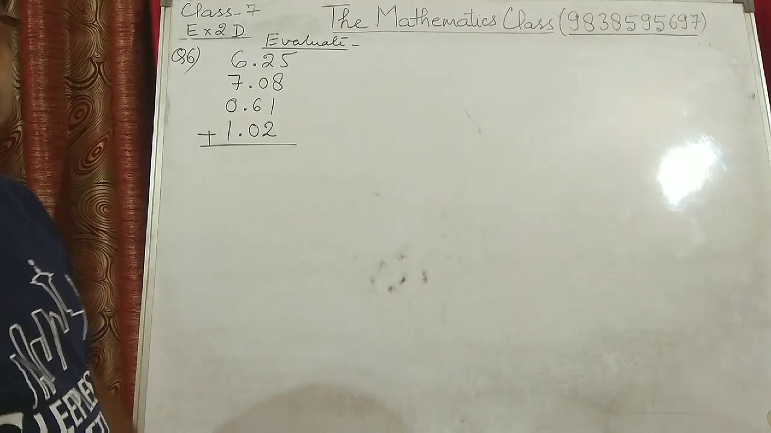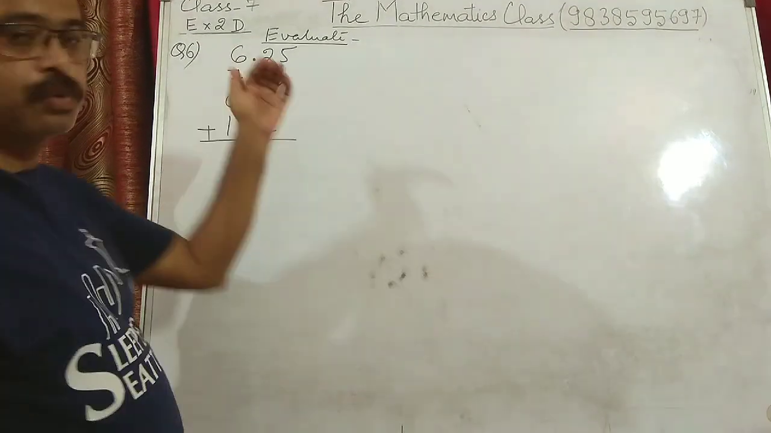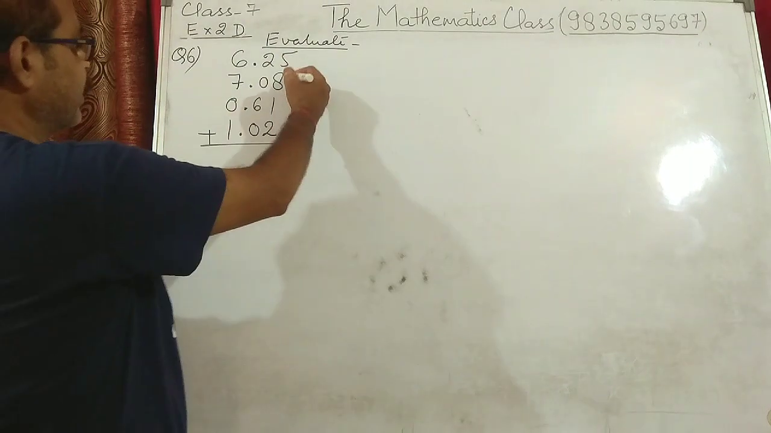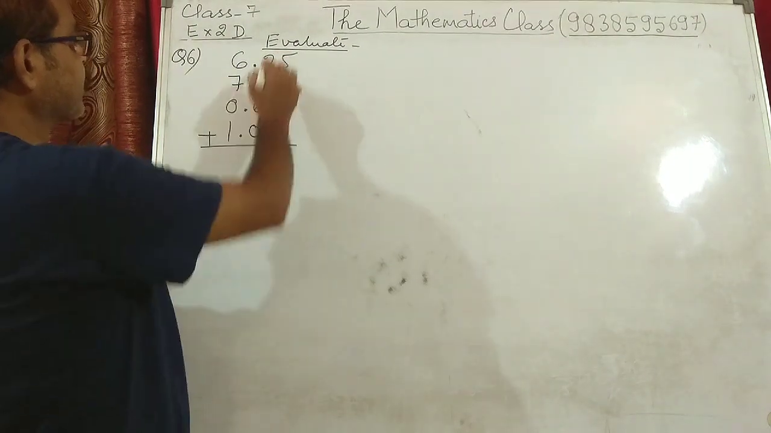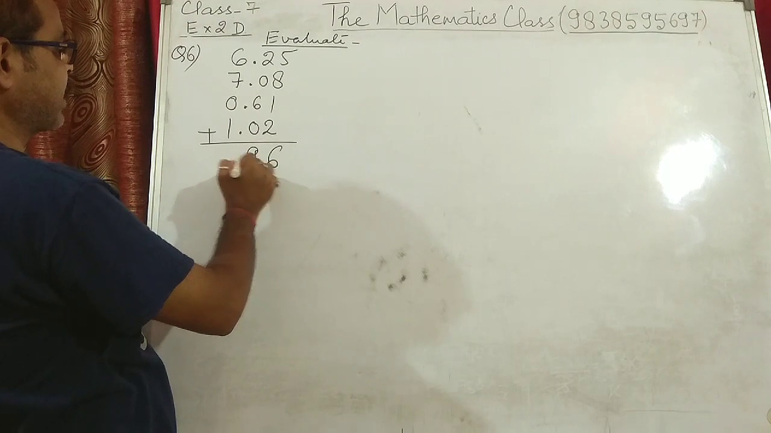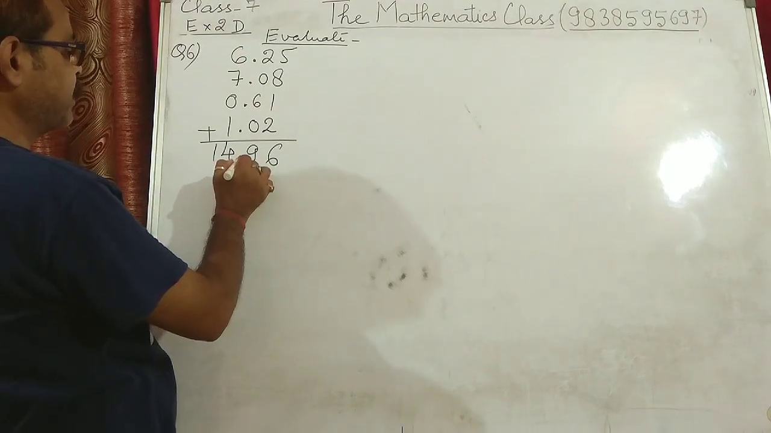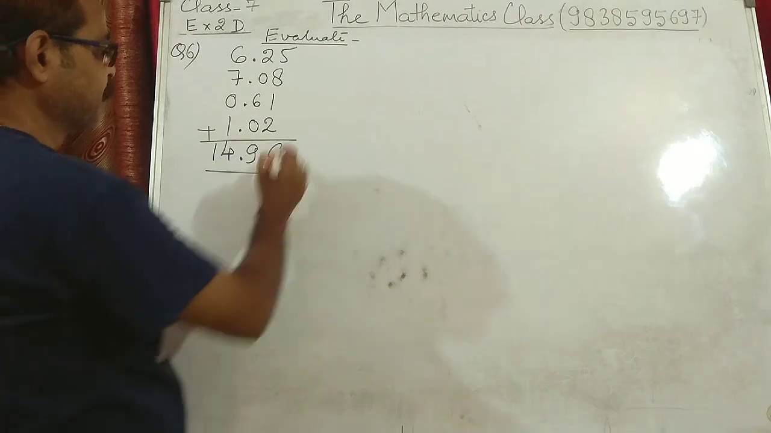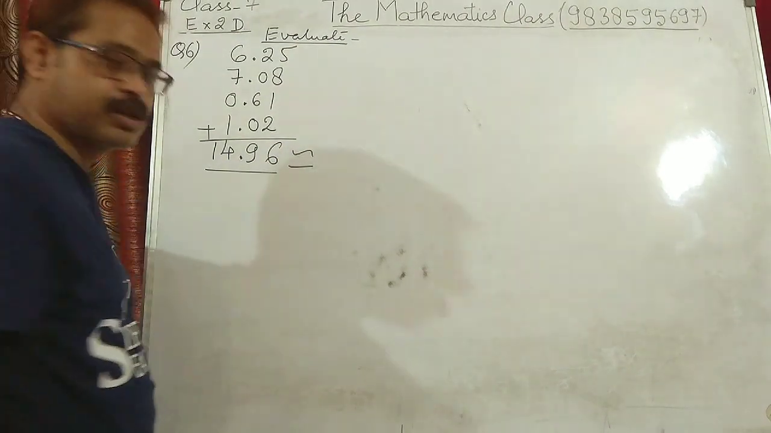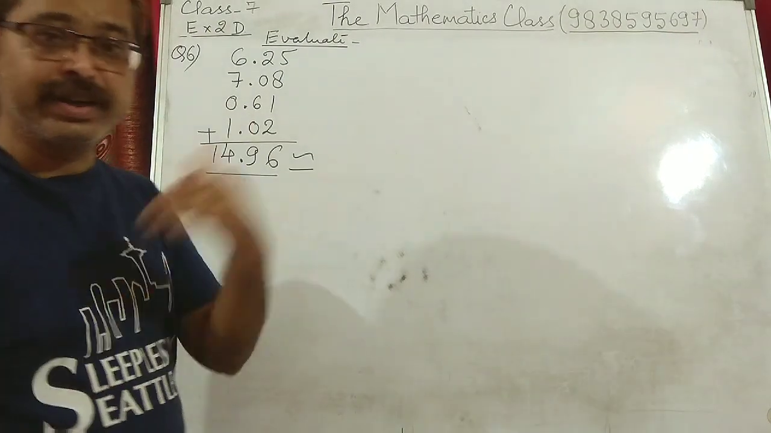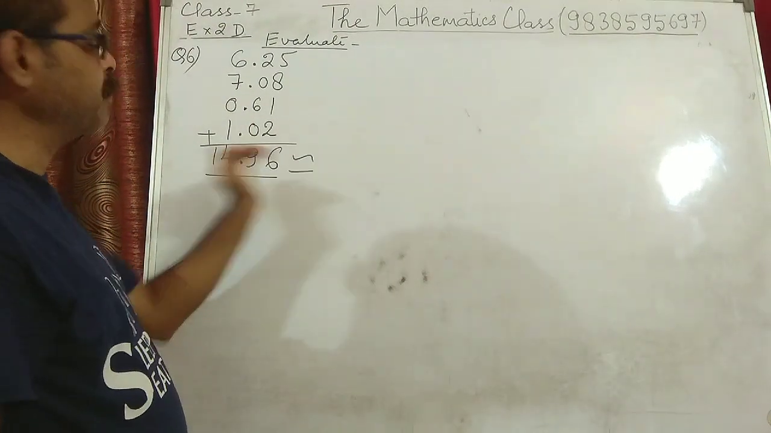So first of all we will add, and while adding we will follow the rule that decimal comes below the decimal point. Now 8 and 2 is 10 and 6 is 16, 1 carry, 6 and 3 is 9, and 7 2s are 14. So it became 14.96. We have to evaluate it to the nearest whole number. The number is 14.96.